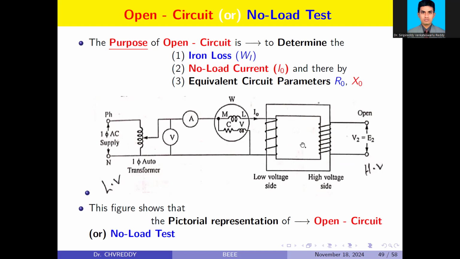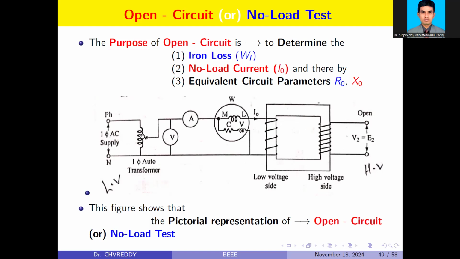If you observe, it has one normal transformer, one auto transformer, and three meters: the voltmeter, the ammeter, and the wattmeter. These meters are used to measure the corresponding readings. The voltmeter measures the voltage, the ammeter measures the current, and the wattmeter measures the power. This transformer has two windings, one low voltage winding and one high voltage winding. The LV winding is connected to the rated voltage of the supply and its frequency. Its secondary winding is kept open.